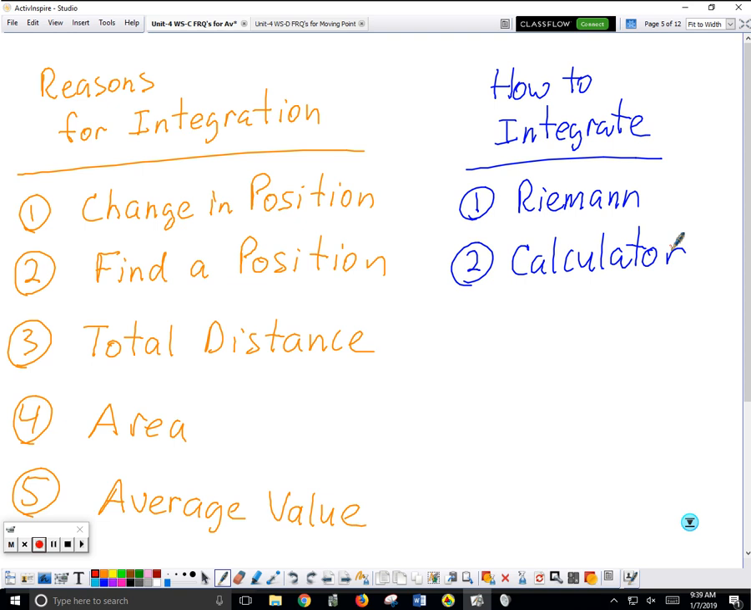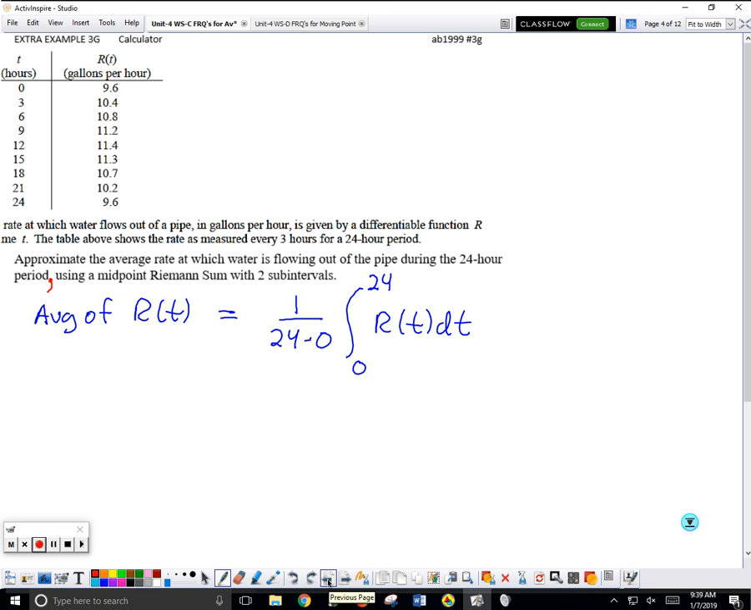Superb. So back here, I'm writing the integral because I need to find the average value of r. So I need to find the integral of r multiplied by 1 over the width of the interval. The second part of the problem dictates how I should actually compute the integral. Midpoint Riemann sum with two subintervals. So I've got to go from 0 to 24 in two subintervals. So that means I go from 0 to 12, and then I go from 12 to 24.